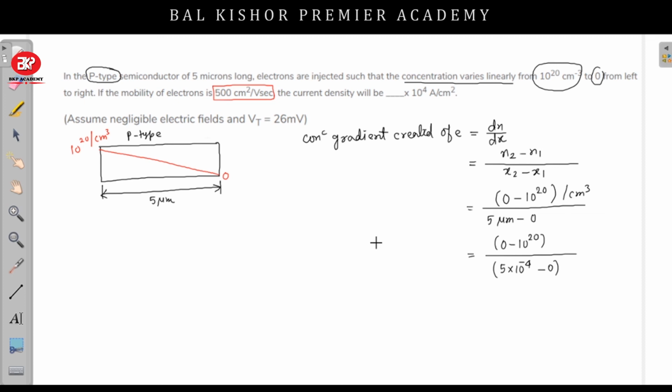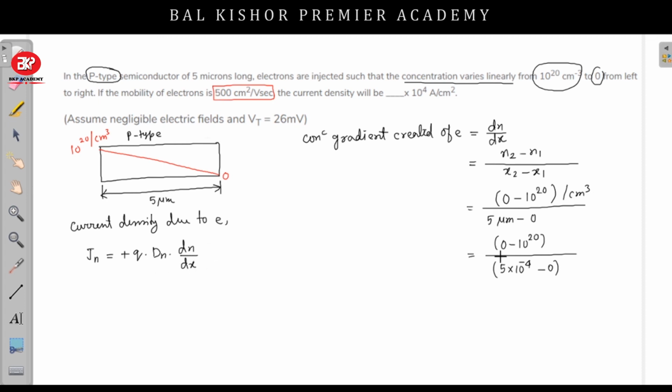Now we have to find the current density. So current density क्या होंगे, current density due to electrons, that is equals to Jn diffusion. So Jn diffusion मतलब plus q into dn by dx. So it will be q into dn by dx.